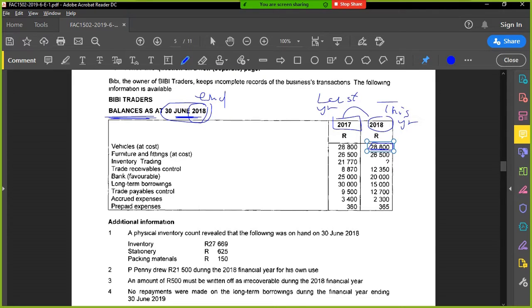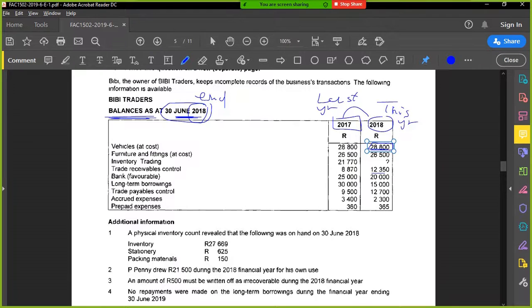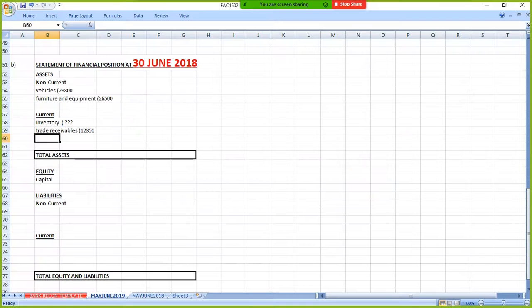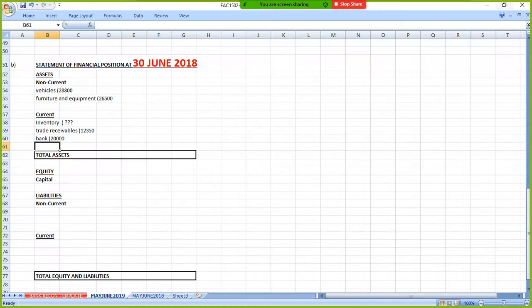Okay, trade receivables control account, 12,350. That's debtors, right? Yes. 12,350. Okay, bank favourable, what is that? It's a liability, a current liability. Oh, sorry. I thought you said... sorry. It's an asset, a current asset. Bank favourable is an asset. Which one? A current. Good, 20,000. Okay, I think let's do it this way, then you can still see it.